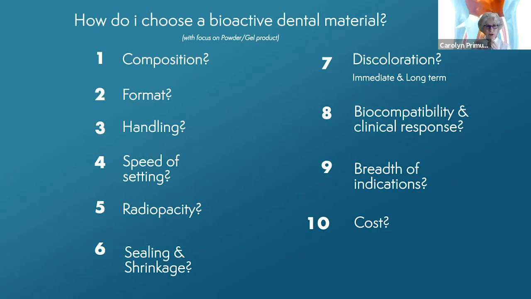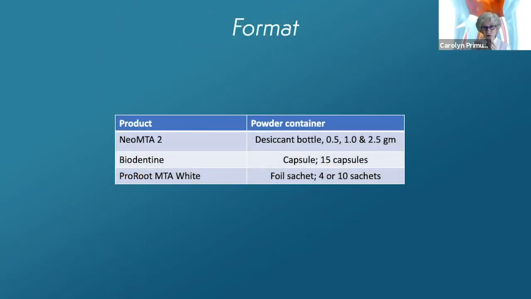When it comes to composition, you've already seen that they're all based on tri and dicalcium silicate. When it comes to the format of them, some of these products are offered with bulk packaging of a desiccant bottle of powder compared with a dropper tip, Neo MTA2. Biodentine has capsules of powder and gel. ProRoot MTA uses foil sachets with little vials of water.